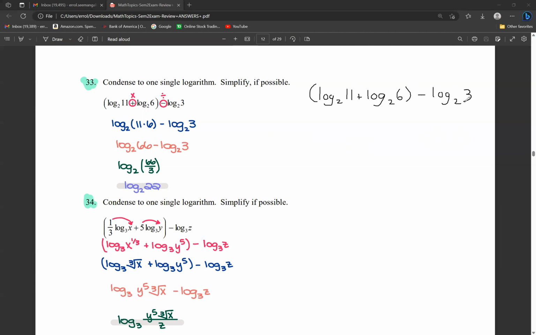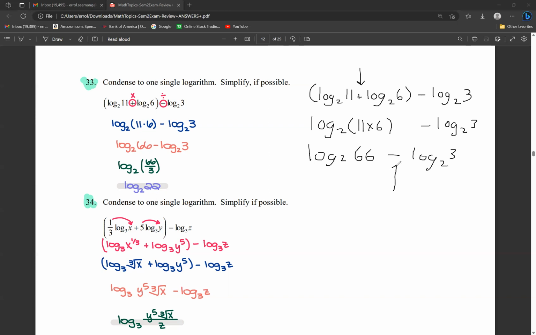Let's just look at the parentheses first. Just follow your log rules. When you have a plus, what operation is that? Multiplication. Okay, good. So just write it as 11 times 6. And then we're going to leave this one on the end, log base 2 of 3. What's 11 times 6? 66. So log base 2 of 66 minus log base 2 of 3.